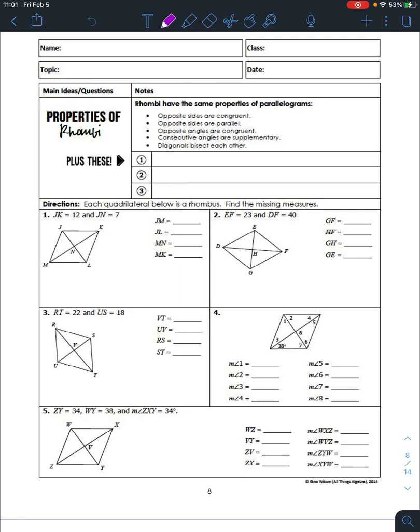A rhombus is not a diamond. So when you are asked what shape it is, don't say diamond. It's not a diamond. It is a rhombus. Okay, so a rhombus has all the same properties of being a parallelogram, right? Opposite sides are congruent, parallel, the opposite angles are congruent, consecutive angles are supplementary, and the diagonals bisect each other.